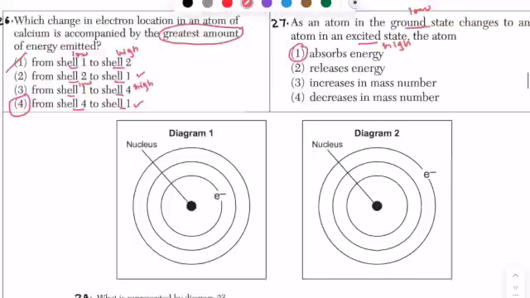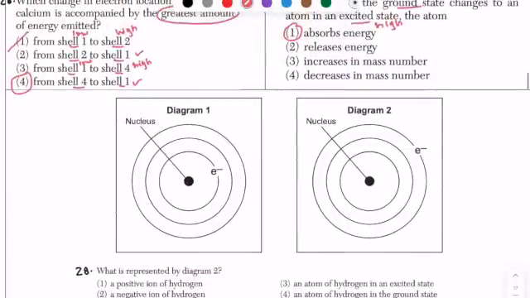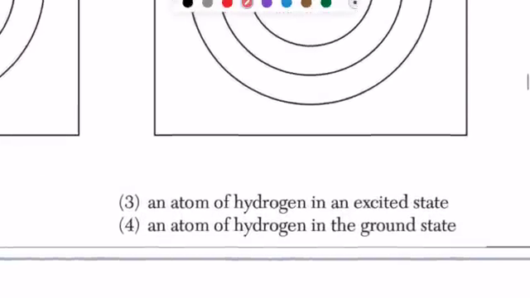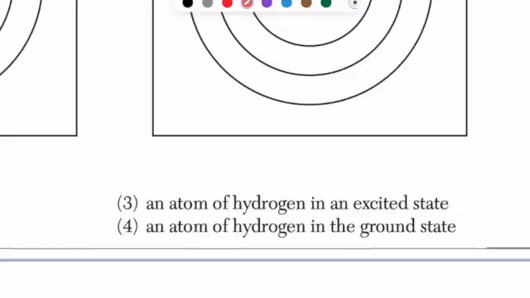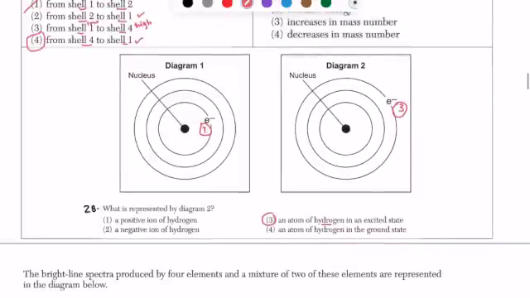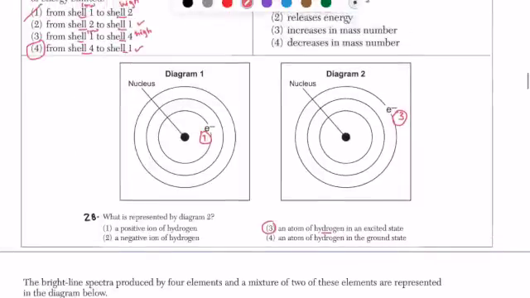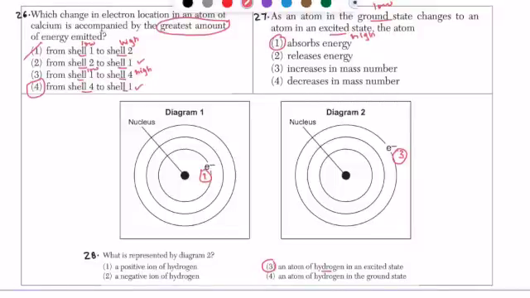And then here we have 2 atoms. The question is saying what is represented by diagram 2. So what we see here is that the electron was in orbit number 1, and then it moved to orbit number 3. So it looks like the electron got excited and it moved to a higher energy level. So we can say that an atom of hydrogen is in an excited state. We know for sure this is hydrogen, although this will be written in the question somewhere, but in this case we don't see the entire question, so we know this is hydrogen because it only has one electron, and hydrogen only has one electron.